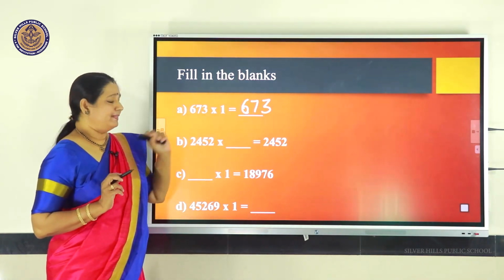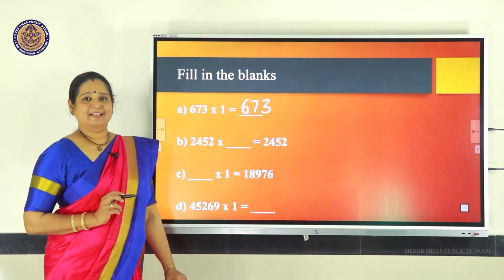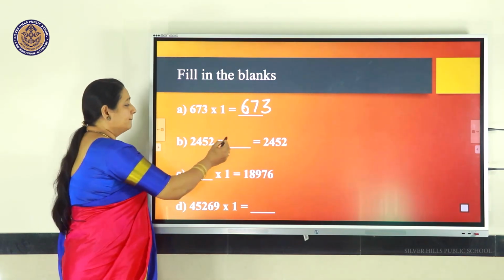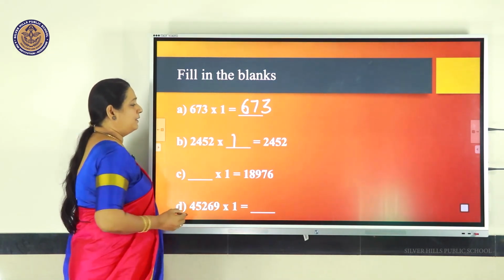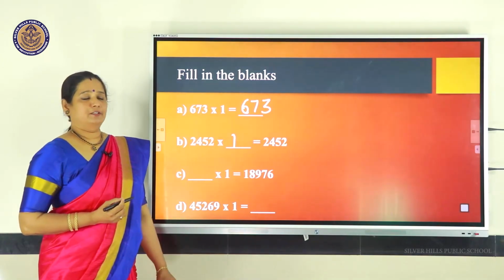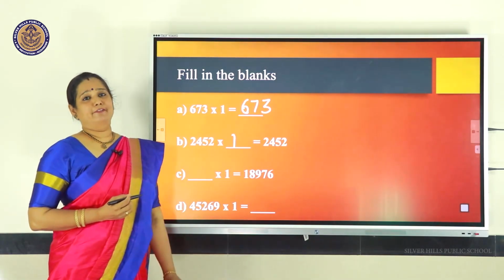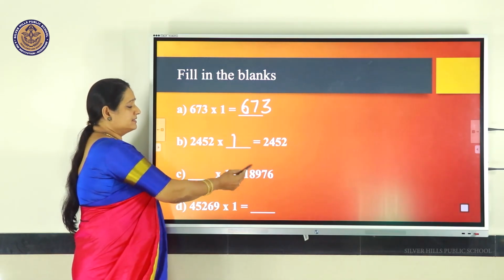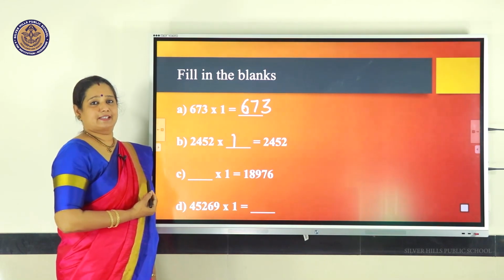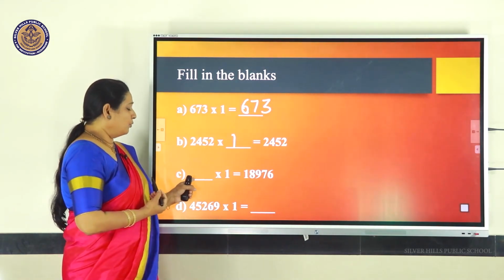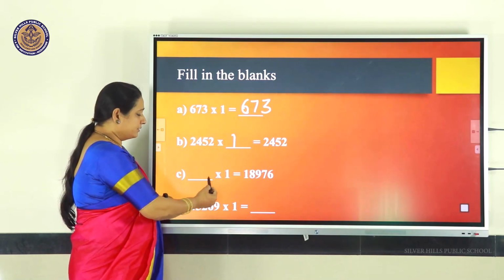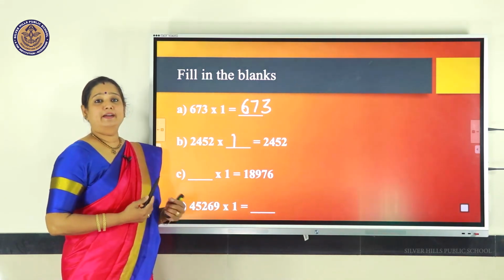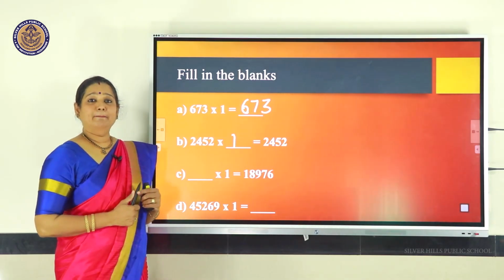So what will be the answer here? Yes, it's correct. When you multiply any number by 1, the answer or the product will be 2452. Next, dash into 1 is 18,976. See here, you don't know what is the number, but you know this number is going to be multiplied by 1 and the product is 18,976. So what will be that number?